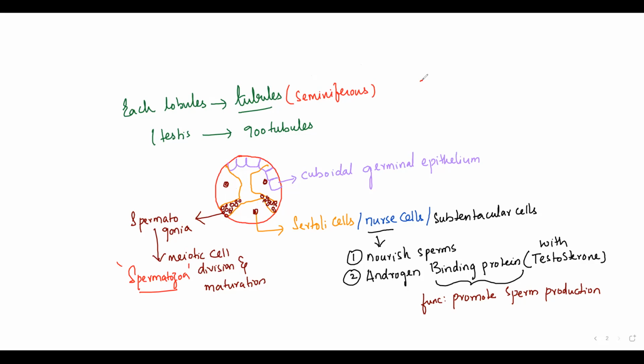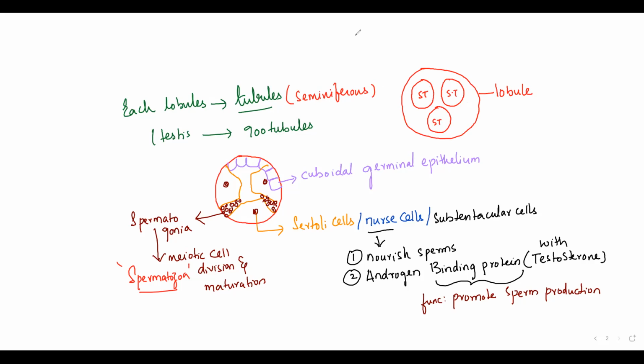And children, another thing is, if you look at one lobule, we can see at most 1 to 3 of these seminiferous tubules. If this is one lobule here, you can see 1 to 3 seminiferous tubules. So let me write, these are the seminiferous tubules.